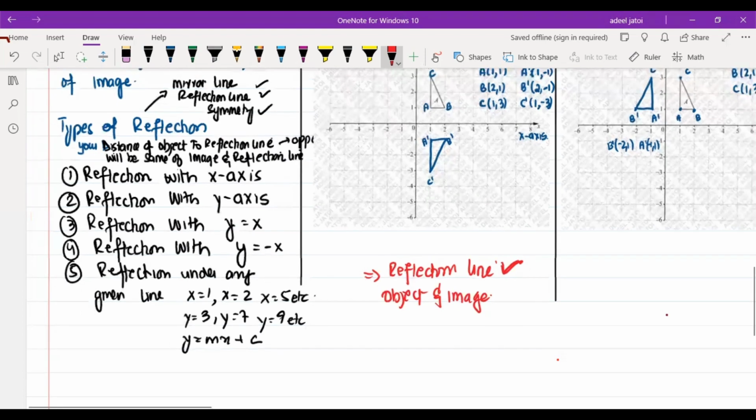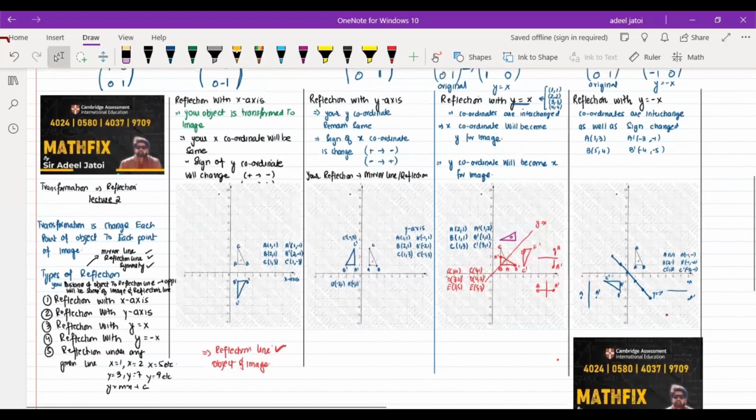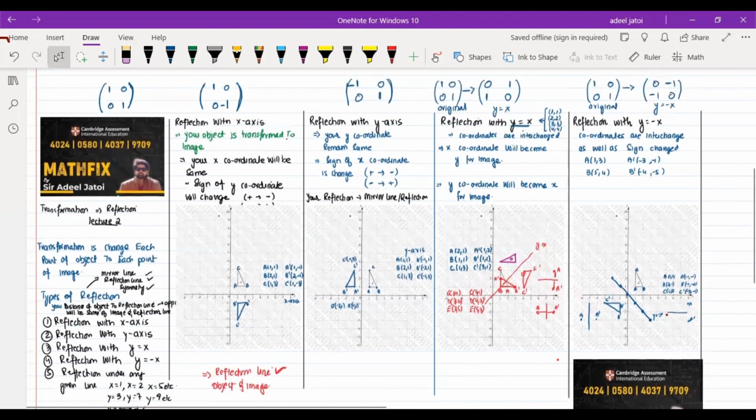So this is about it for the topic reflection, which covers reflection in x-axis, y-axis, y is equal to x, y is equal to minus x, reflection matrices, and reflection under any other given line.